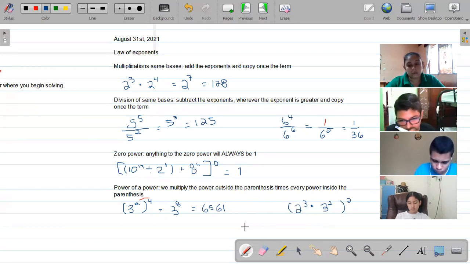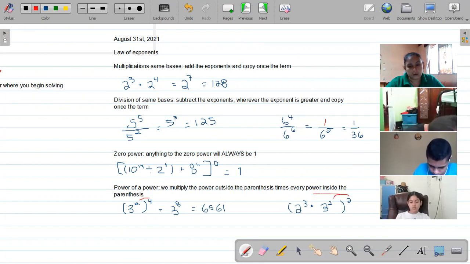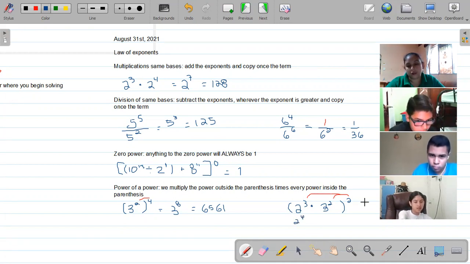In this case, we can do power of a power, just like we did in the previous one. You can see it as a multiplication. We can multiply it times this other exponent, and we get 2 to the 6th power, because 3 times 2 is 6, times 3 to the 4th power, because 2 times 2 is 4.